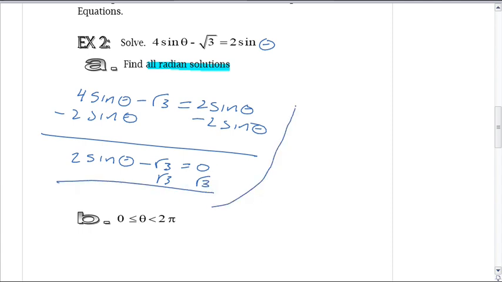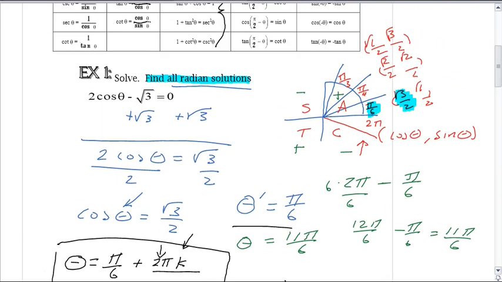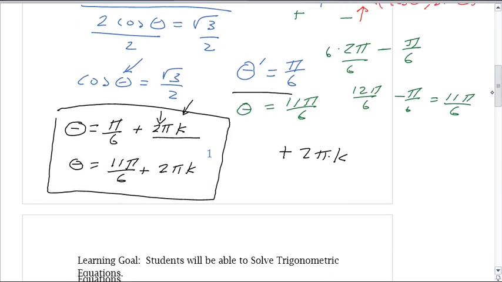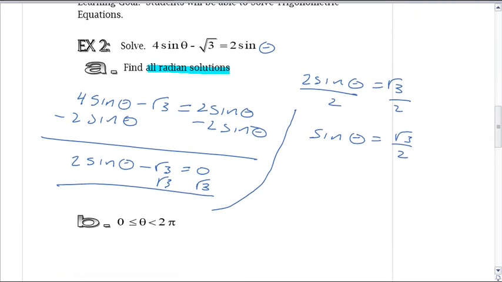I'm going to go up here, save a little bit of room. 2 sine theta is equal to radical 3, positive. Divide by 2, we get sine theta is equal to radical 3 over 2. Okay, I'm going to scroll up to our little first quadrant unit circle, and it looks like the only value for y that's radical 3 over 2 in the first quadrant is for pi over 3. So my reference angle is going to be pi over 3. So let me go here and grab my Mr. Red. So theta prime, my reference angle, is going to be pi over 3.